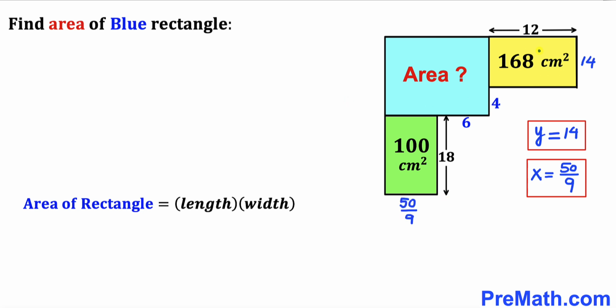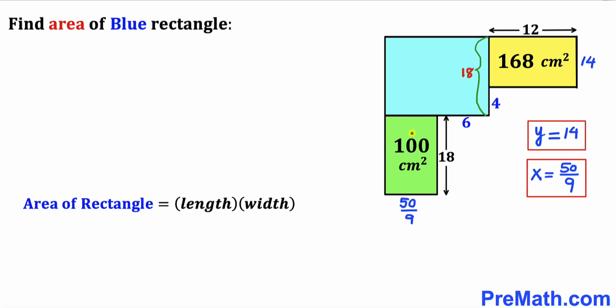And now let's focus on this yellow rectangle. Since we are dealing with this rectangle, this means this side length is going to be equal to this side length. If this is 14 centimeter, this length has got to be 14 centimeter as well. And now we know that this tiny length is 4 centimeter. So therefore this whole length is going to be 14 plus 4, which makes 18 centimeter.